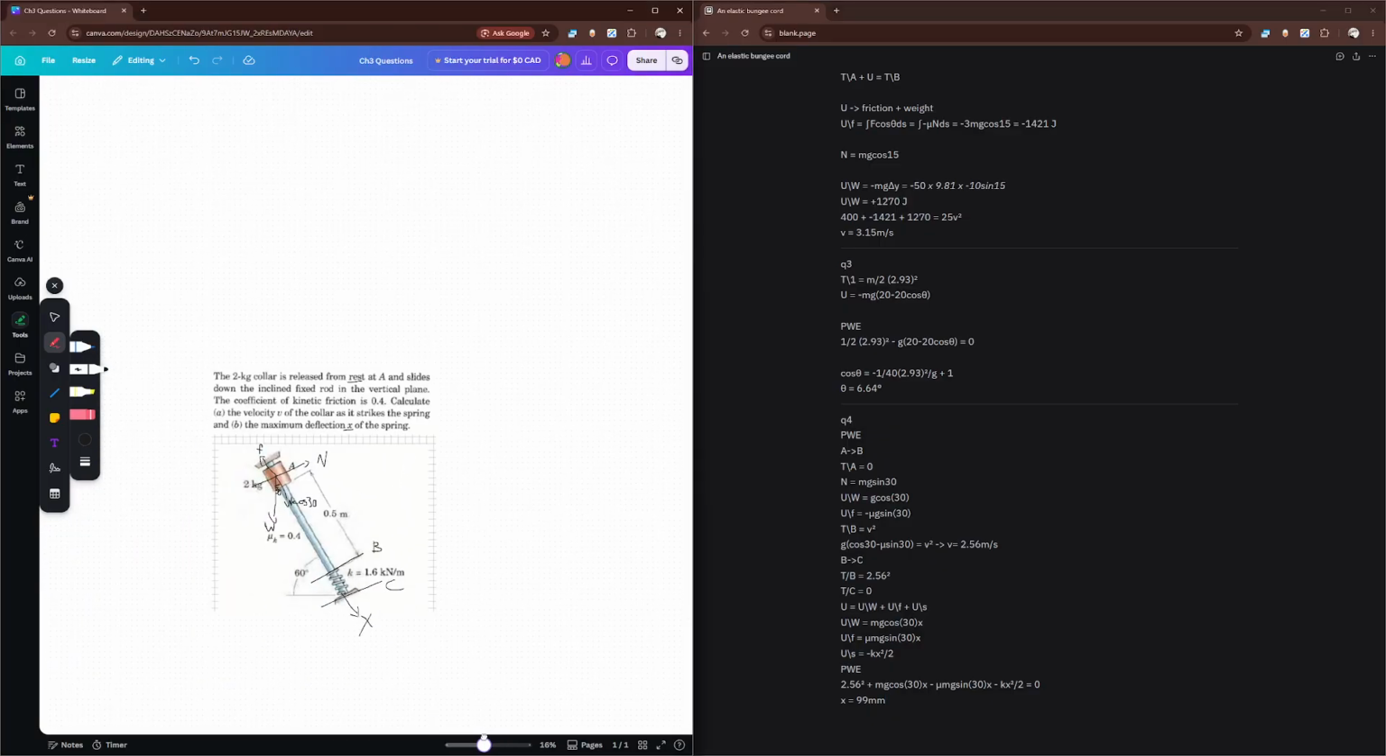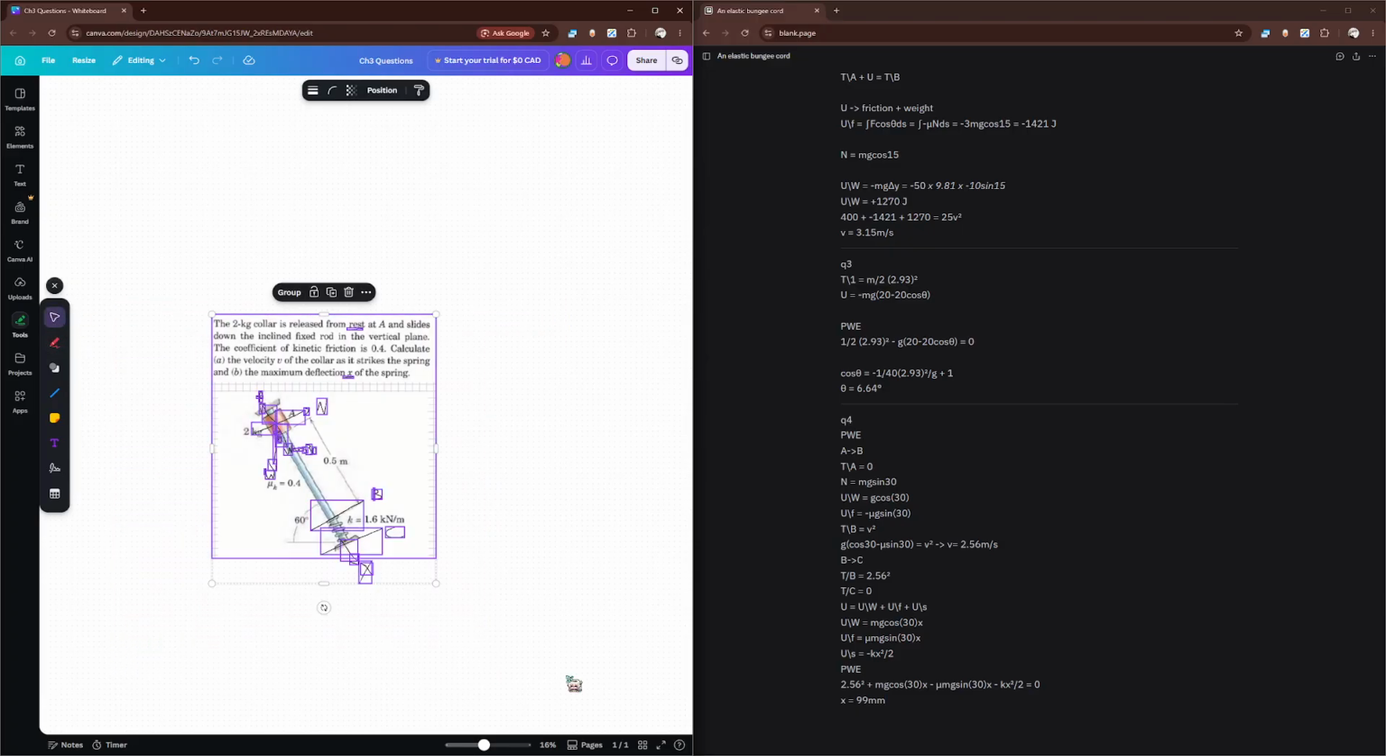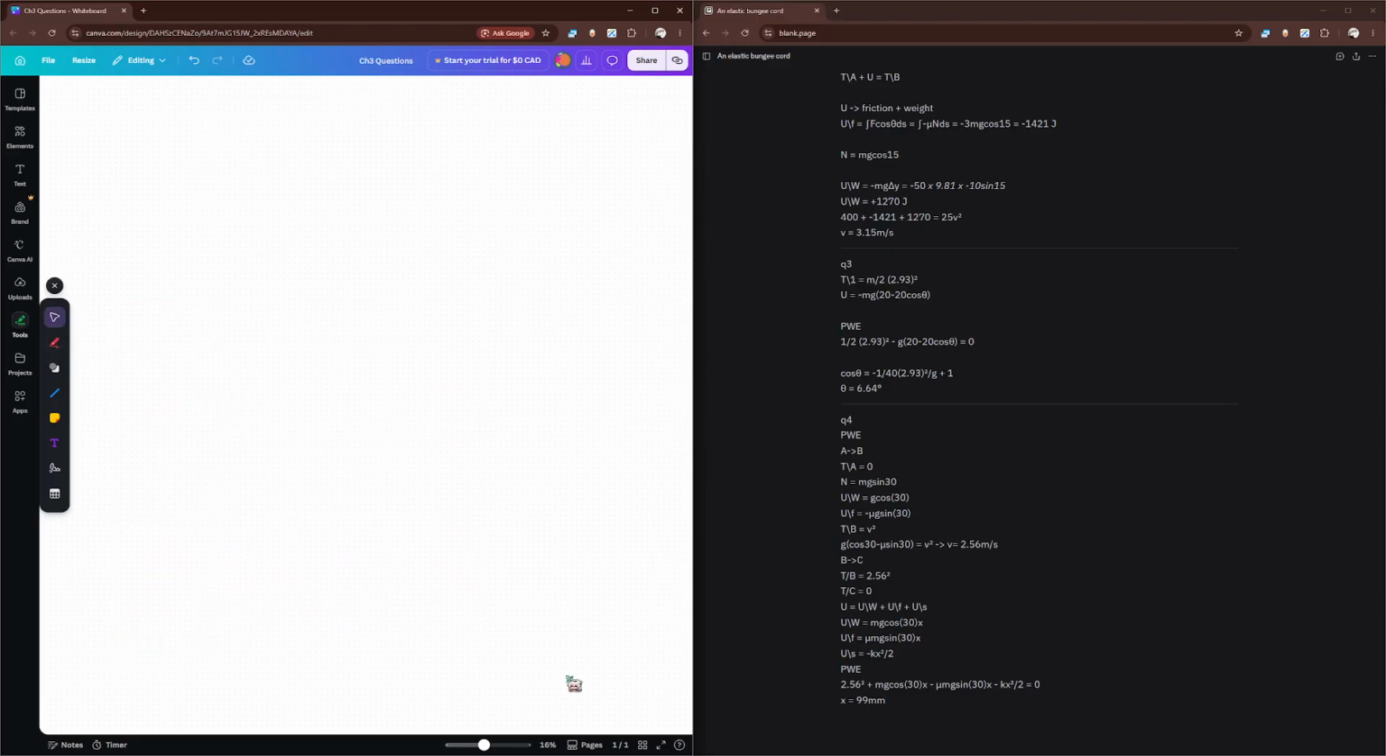Anyways, is that the last question? Yeah, it is. So those are all the questions for chapter 7. Chapter 8 will have the conservation of energy. This one was just the principles of work and energy, right?